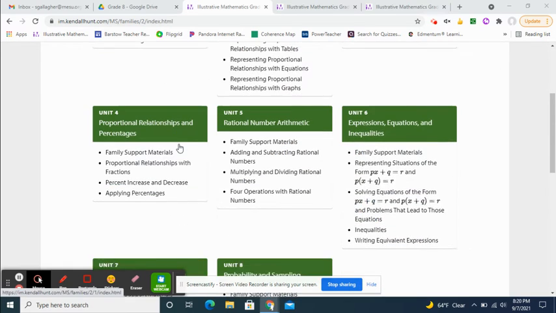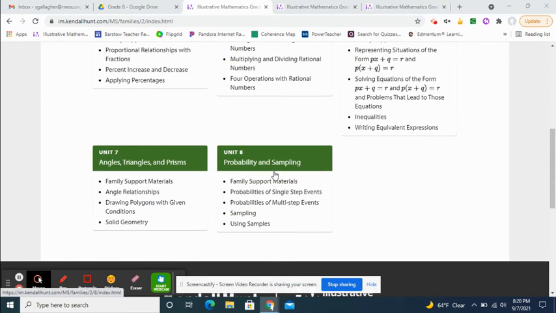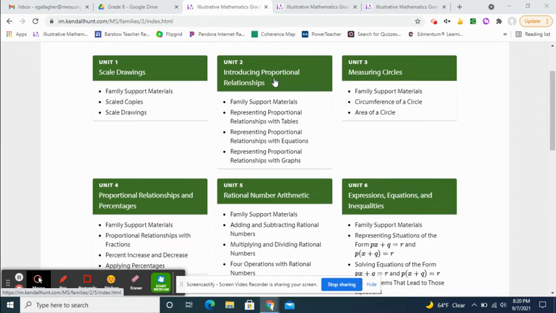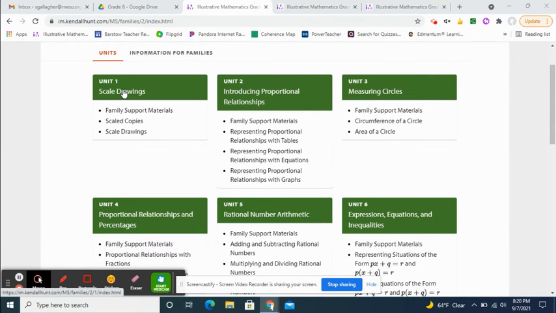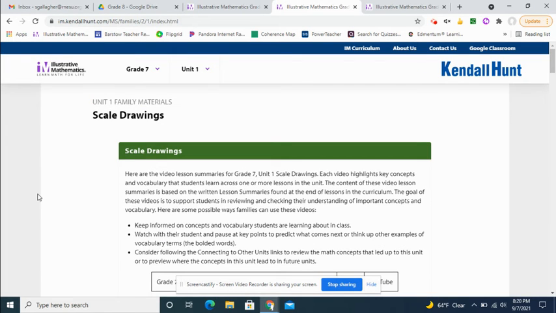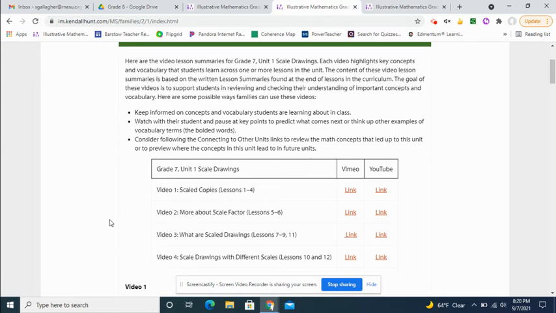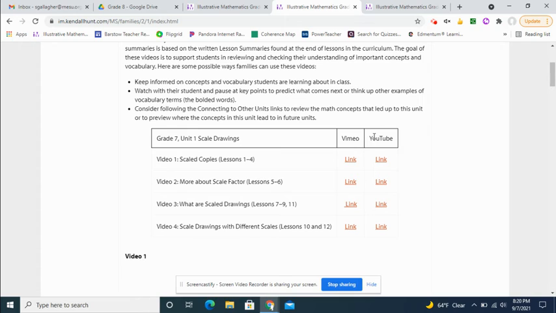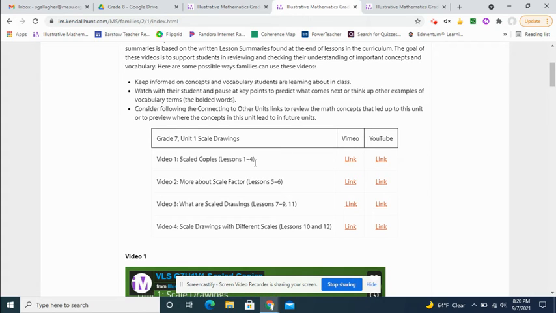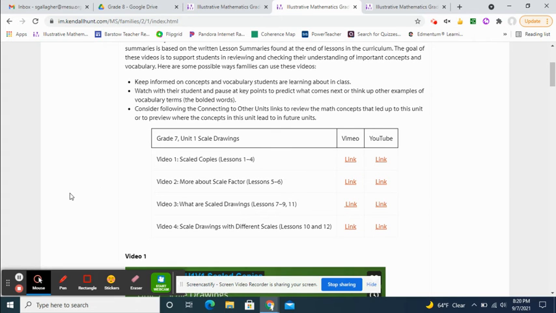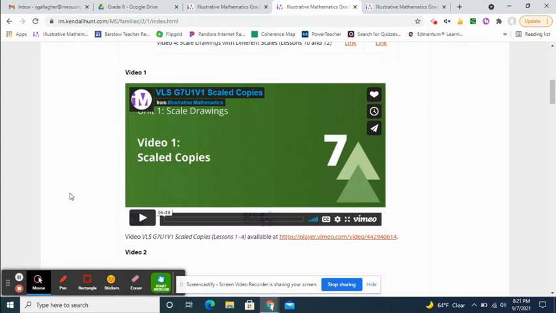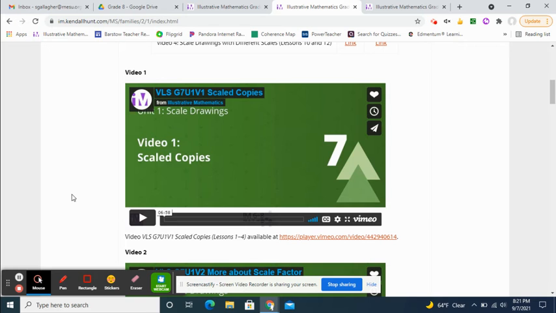You can see there's all the units here, and you can click on any one of them to see what that particular unit is about. We're going to start with unit 1, of course. So when you click on unit 1, you get this family materials page here. And there are video lesson summaries for these lessons that you can view on Vimeo or on YouTube. They chunk some of the lessons together here to do the video review. And you can also access them right here on this site, watch them here.